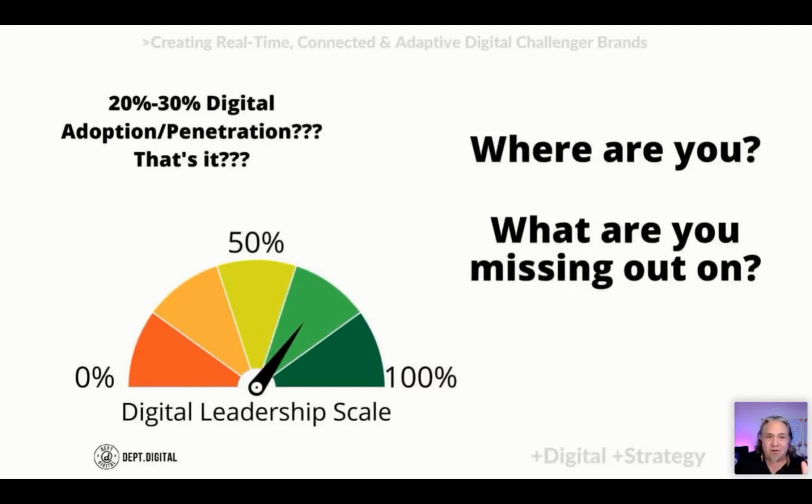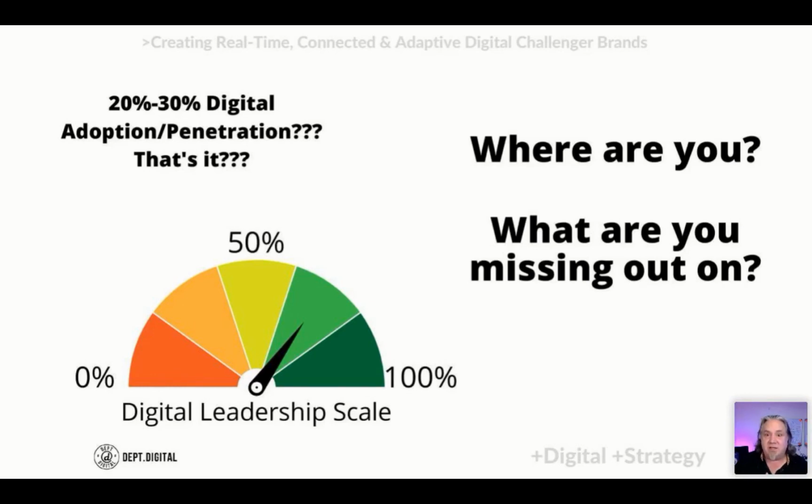So we're at 20 to 30% digital adoption penetration right now. And to me, it's like, that's it, right? Is that the best that we can do? Again, the industry is young. It's 25 years, but within that time, even if you're a business of less than 5 years, you should be almost 75% or more completely able to deliver your product and your service online.